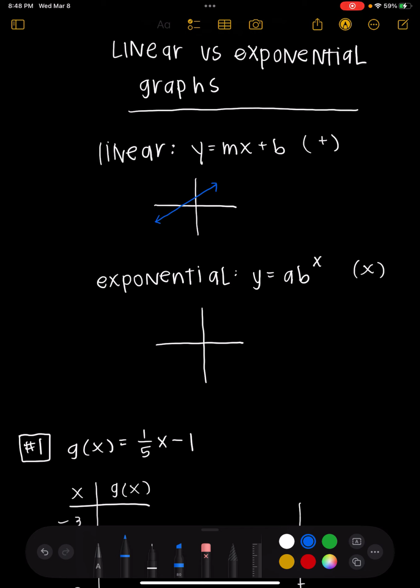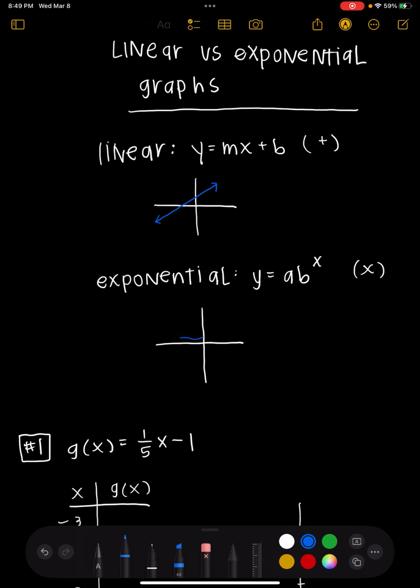And then exponential functions are in the form y equals a times b to the power of x. And we've talked about these also previously, but in exponential functions, you're multiplying by something every time. So instead of adding 2 every time, you're multiplying by 2 every time. And exponential functions end up getting really, really big really fast or really, really small really fast.